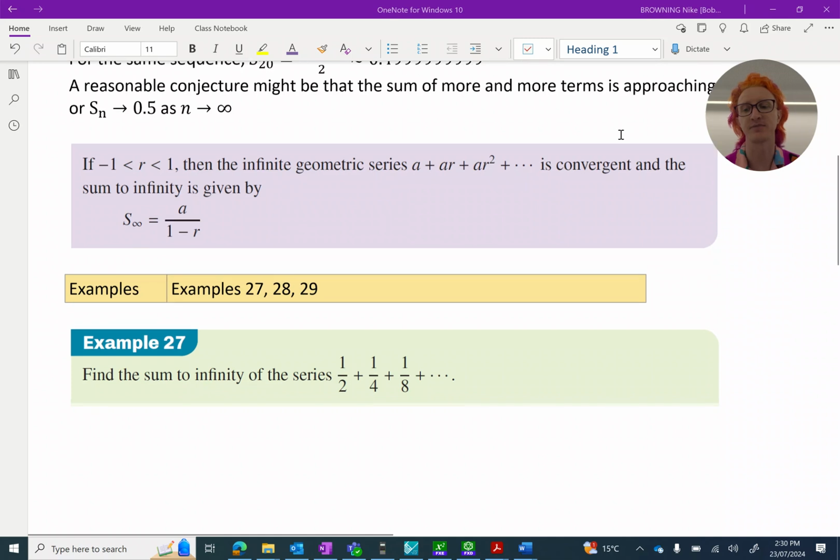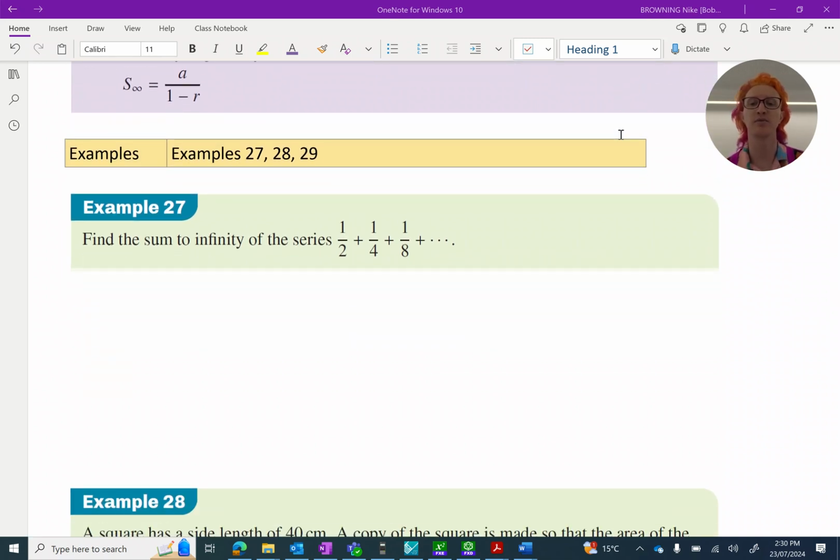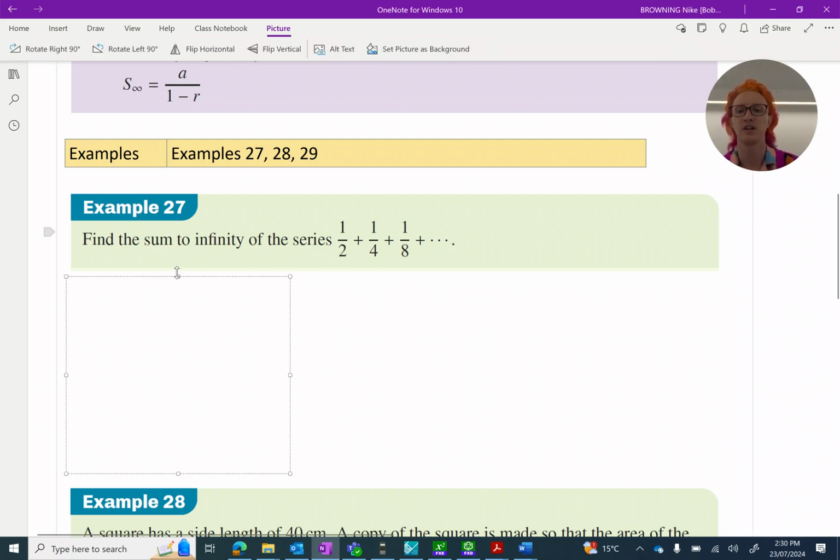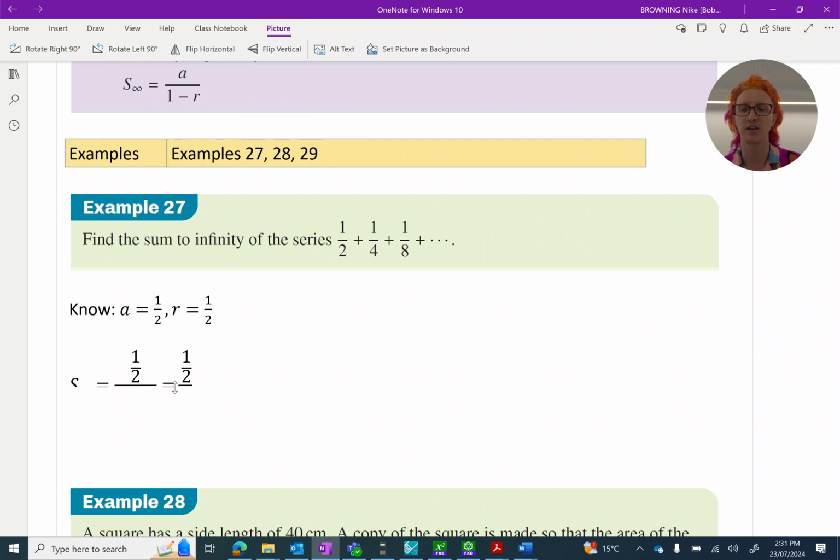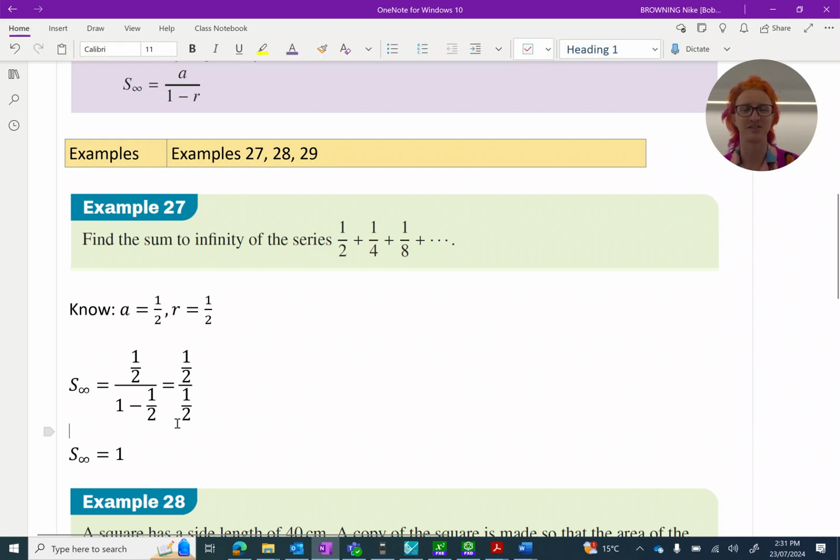For examples today, we've got: find the sum to infinity of the series half plus a quarter plus an eighth. Starting off again with what we know, the first term a is a half, and the common ratio is a half as well. Half times a half is 1/4, quarter times a half is 1/8. Plug those into our S at infinity equation. We've got half over 1 minus a half, which is equal to a half over a half, which you may know is 1.